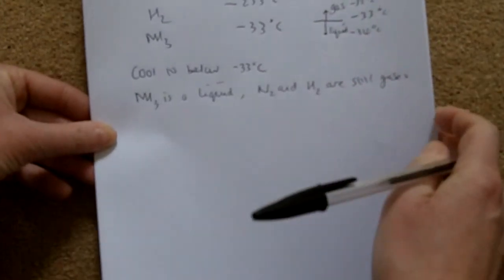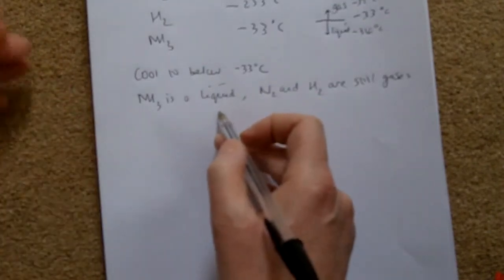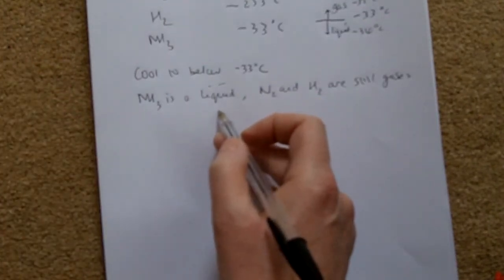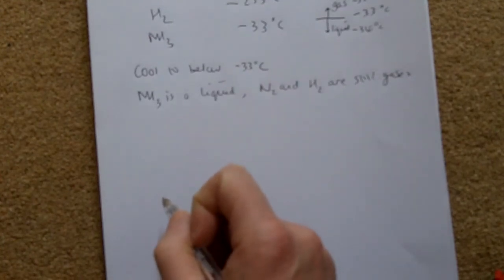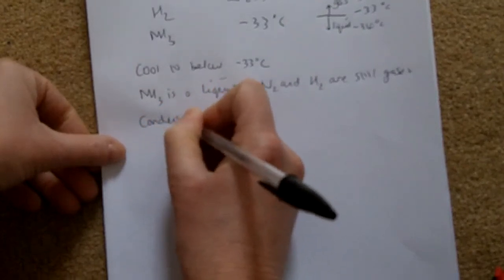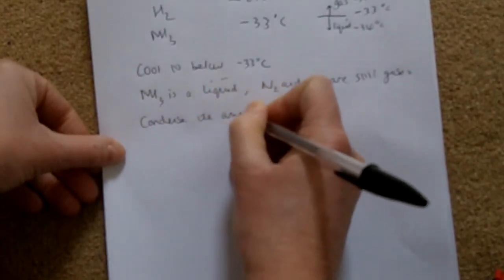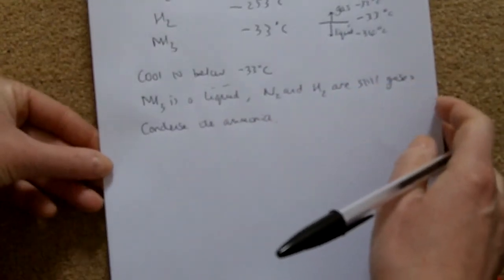But if ammonia is a liquid at below minus 33, then you can just remove it by using a tap. You can just tap off the ammonia because it is a liquid. The word is condense the ammonia. Turn it into a liquid, and it can just be tapped, it can just be removed.